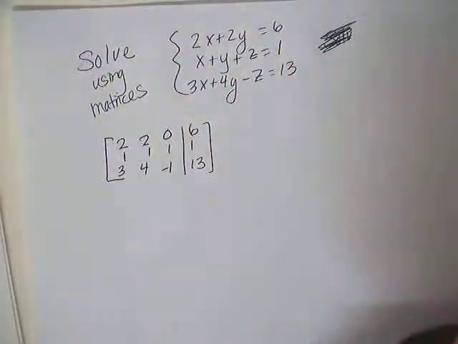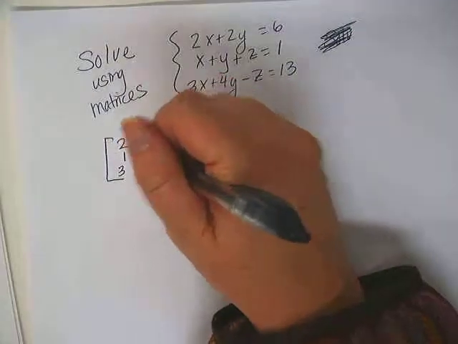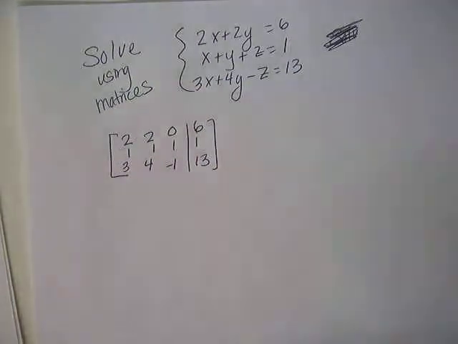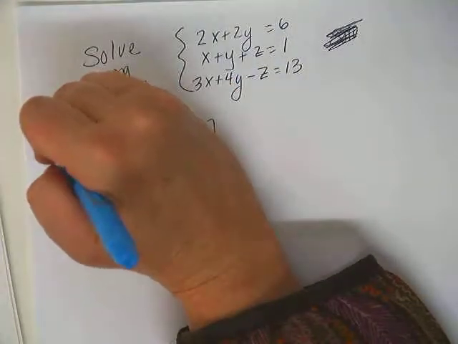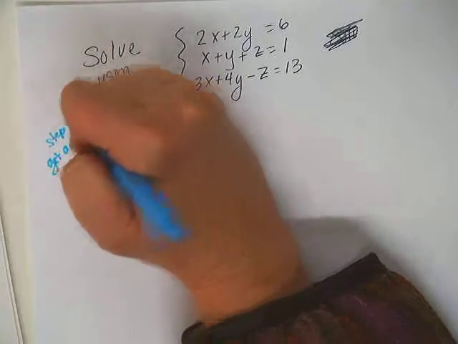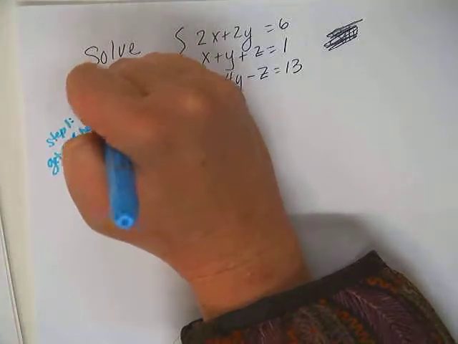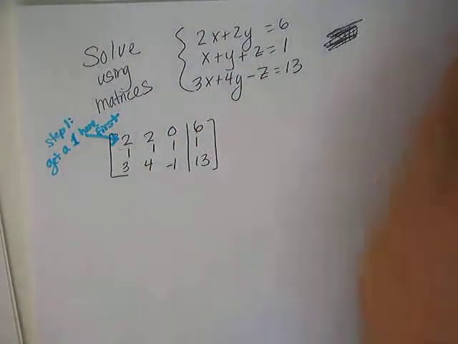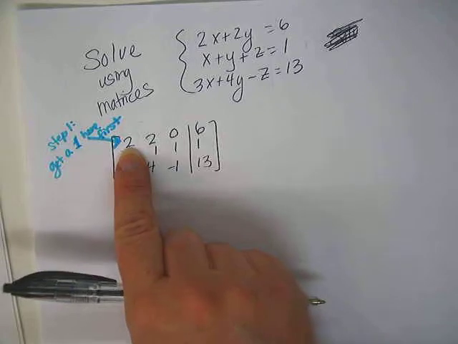Okay. Now generally, when you're doing this, you want to start by getting a 1 in this corner here. So, step 1, get a 1 here first. Okay? Alright, so there's different ways you can get a 1 right there.